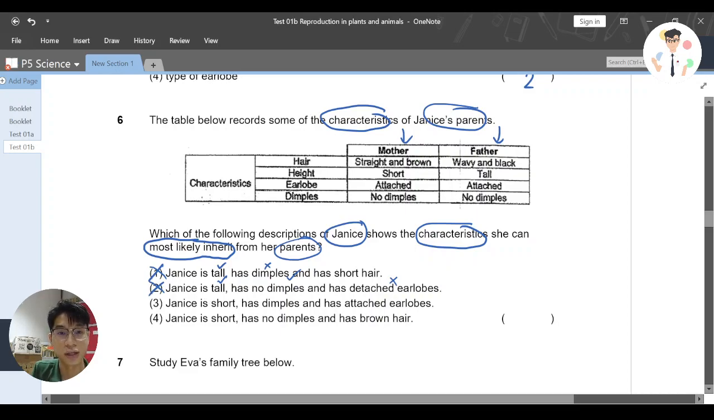Jenny is short. It's possible, right? Short, possible. The mother is short. Has dimples. Again, both parents don't have. So option 3 is out. Number 4, Jenny is short. Yes, the mother is short. Has no dimples. Yes, both of the parents have no dimples. Has brown hair. Yes, the mother also has brown hair, as you can see here. So obviously option number 4 is the one that is most likely inherited. So option number 4.